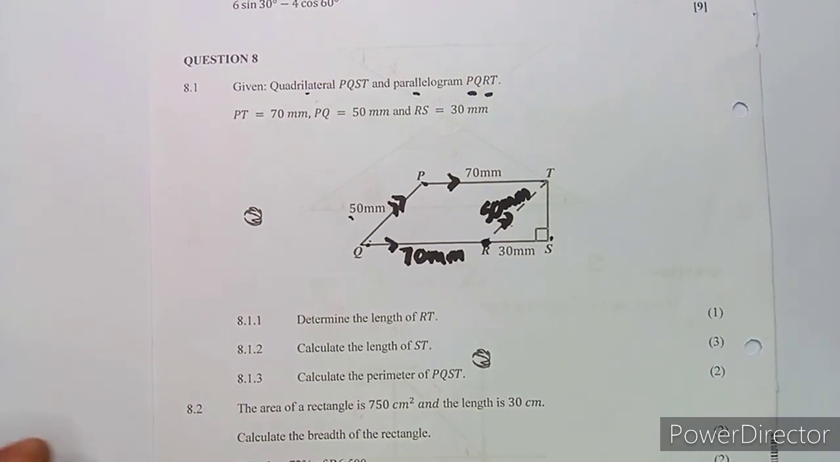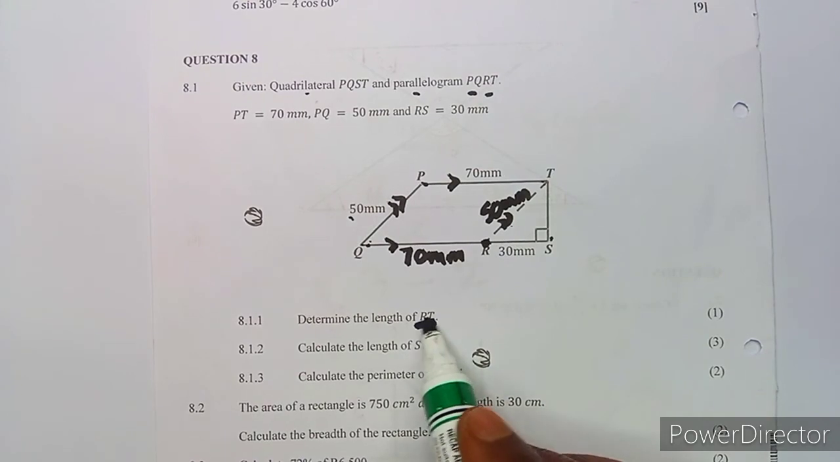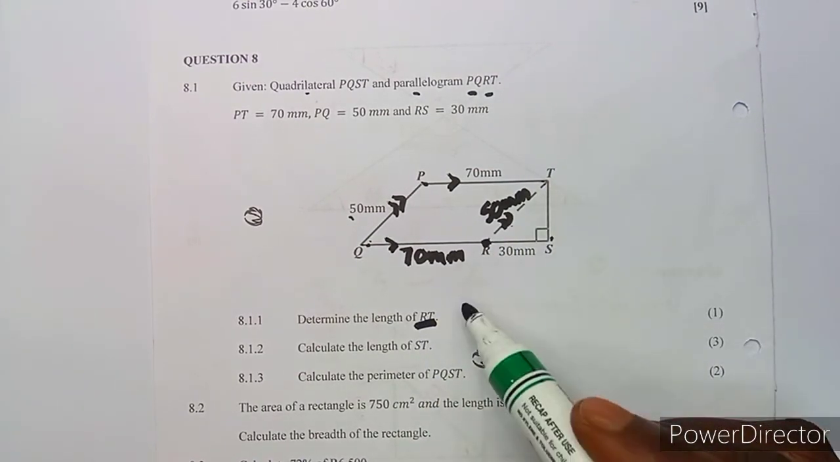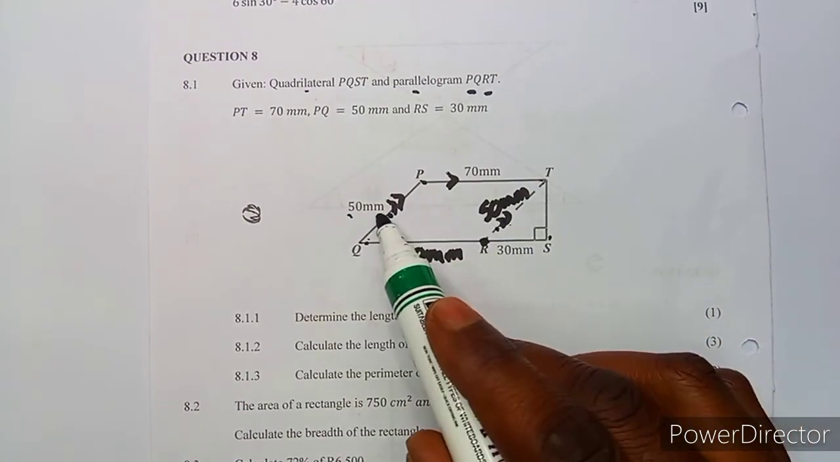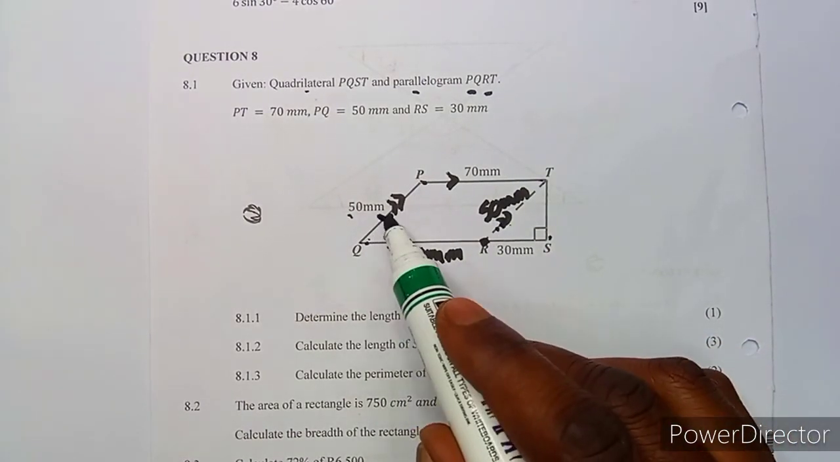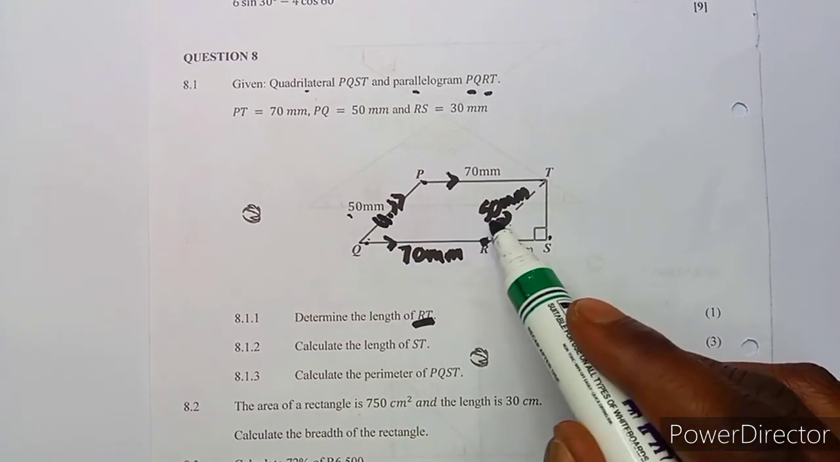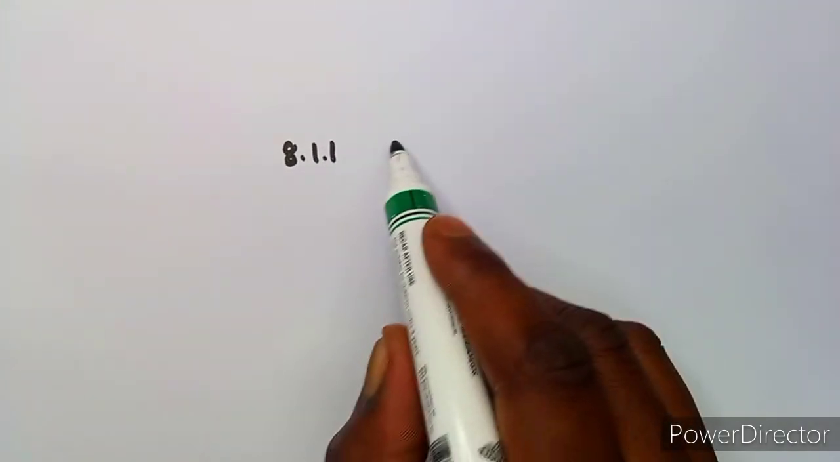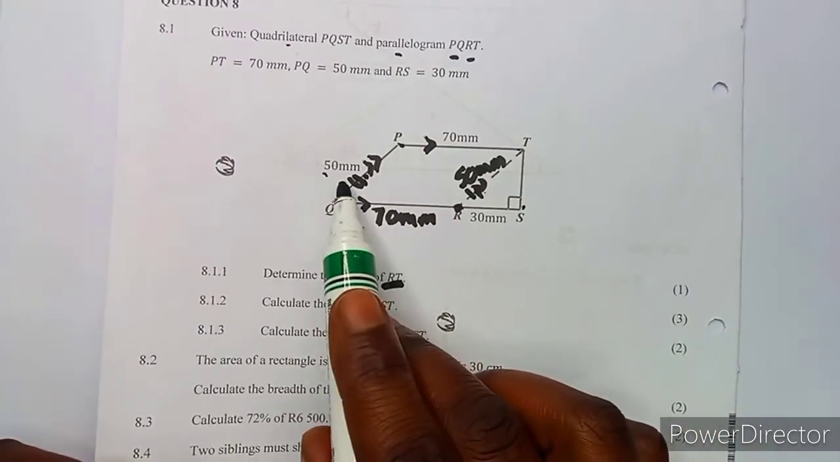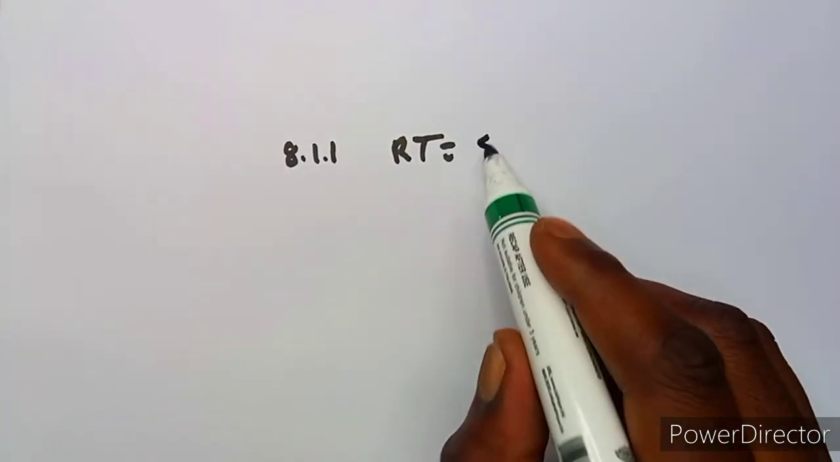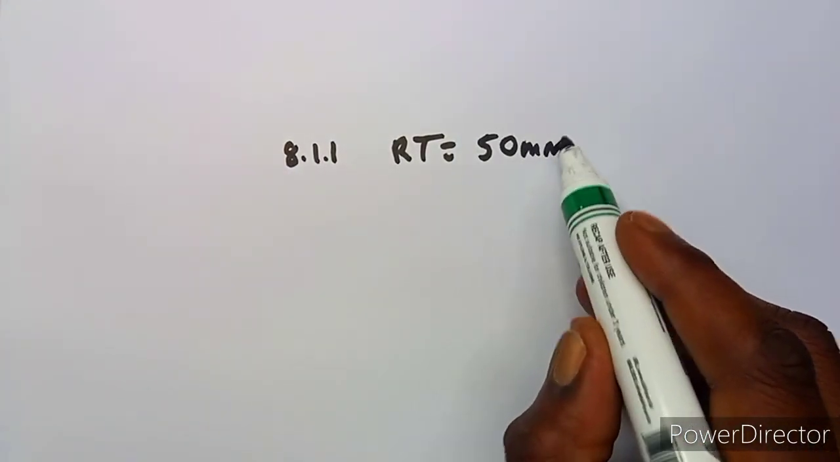So the question is, determine the length of RT. As you can see, RT is already there. It's 50 millimeters, because it's opposite of this side PQ. These sides are parallel and equal. So this is 8.11, where RT is equal to the value we had here, which is 50 millimeters.